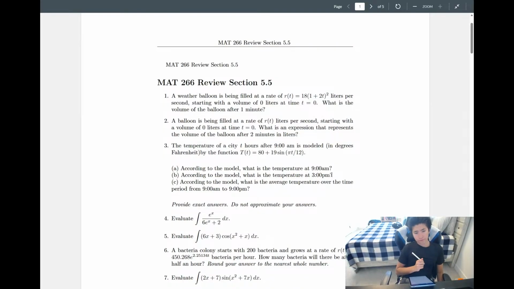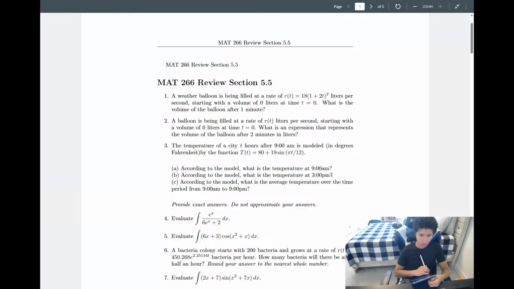A weather balloon is being filled at a rate of R of t. So let's write that down. We have R of t equals 18 times (1 plus 2t) squared liters per second, starting with a volume of 0 liters at time t equals 0. So R of t is a rate of change. What is the volume of the balloon after 1 minute?